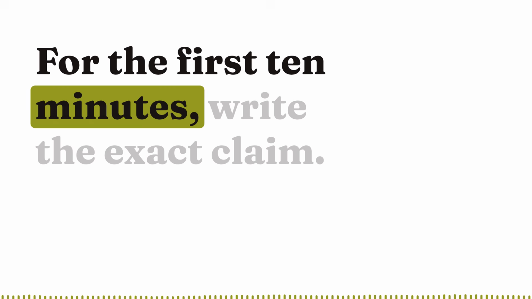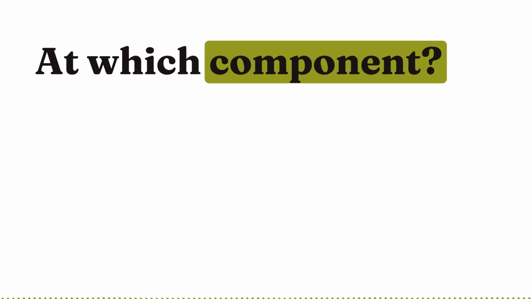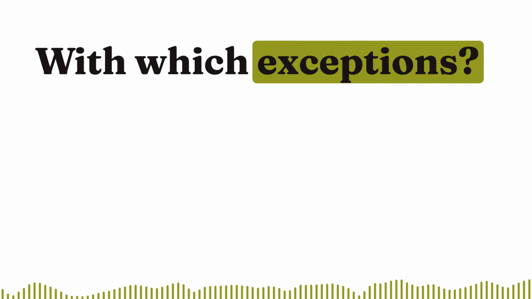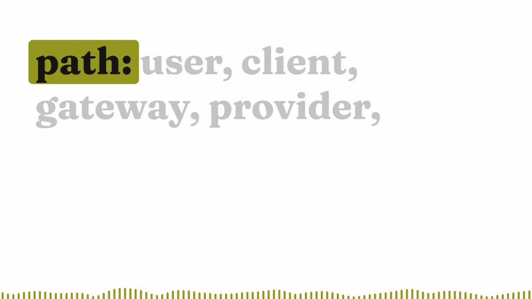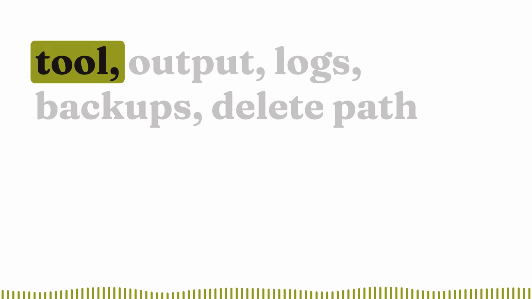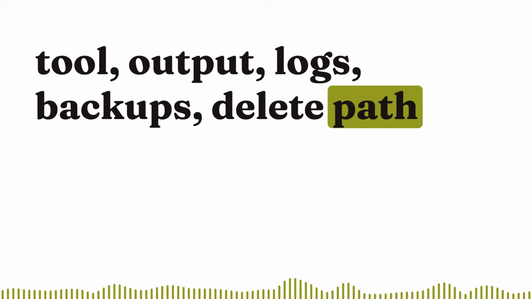For the first 10 minutes, write the exact claim. 0 what? At which component? For which project and endpoint? Under which configuration? With which exceptions? For the next 15 minutes, draw the complete path. User, client, gateway, provider, tool, output, logs, backups. Delete path.